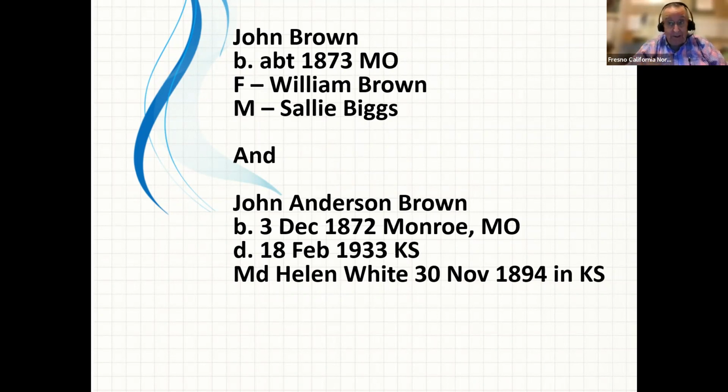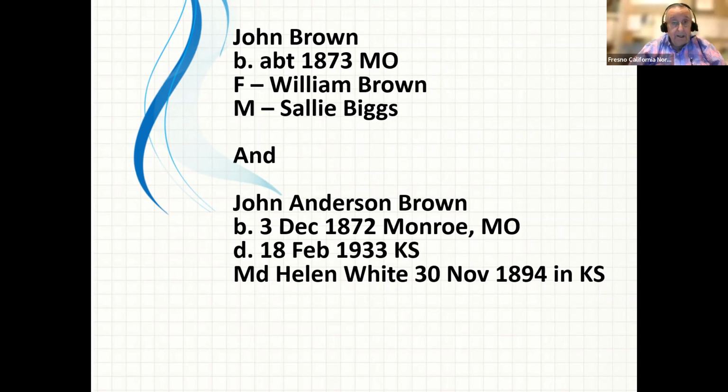Okay, so the computer's ready to do its point gathering. It looks at the names. One's John Brown, one's John Anderson Brown. Those are not actual matches. They're close, but they're not a full match. So it'll give you a partial point value for name. Birth, the top guy is born about 1873, Missouri. The bottom guy has a full date and a county and state. Again, they're somewhat close, but they're going to get a lesser point value because they're not the same.